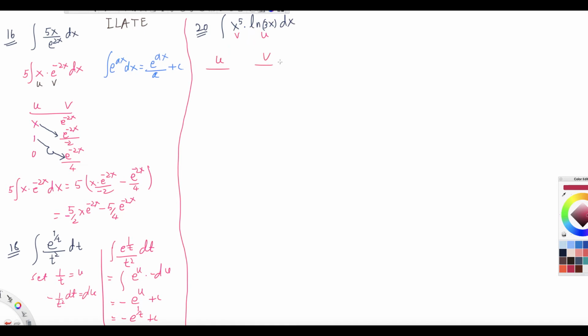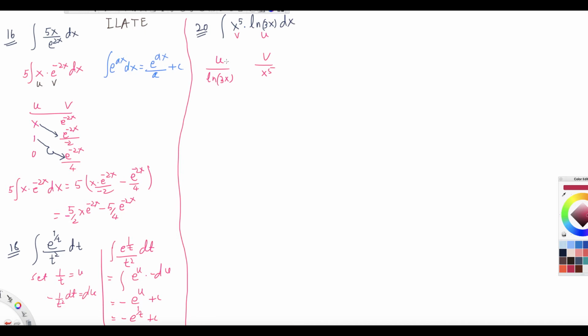So let us try the table method. In the table method, this is like u, this is v, right? So it is natural log of 3x, and then this is x to the 5. Look at this. The table method may not work for all the problems, right? So we can try, but if it doesn't work, we will always use the formula. The formula works for all the problems, but the table method works only when you find the derivative of u and it goes to 0. Then the table method works, otherwise it does not work.